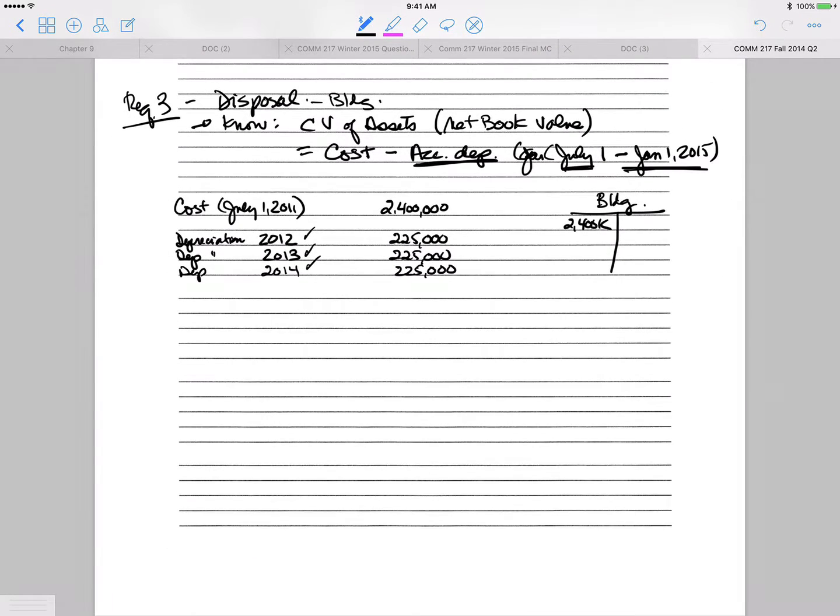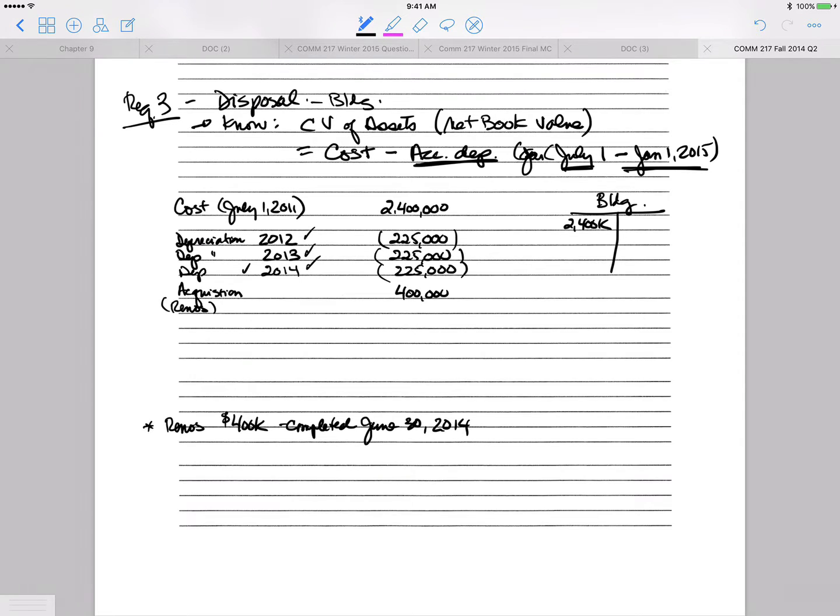So here I'm going to put renos of $400,000, completed June 30th, 2014. Okay, so on June 30th, this is depreciation for 2014. On the same day, we invested, these are renos, another $400,000 in the building. Okay, so these are all deducted.